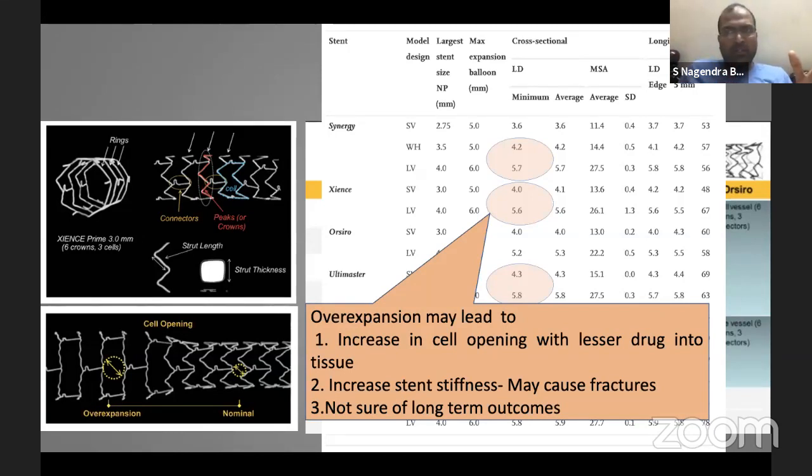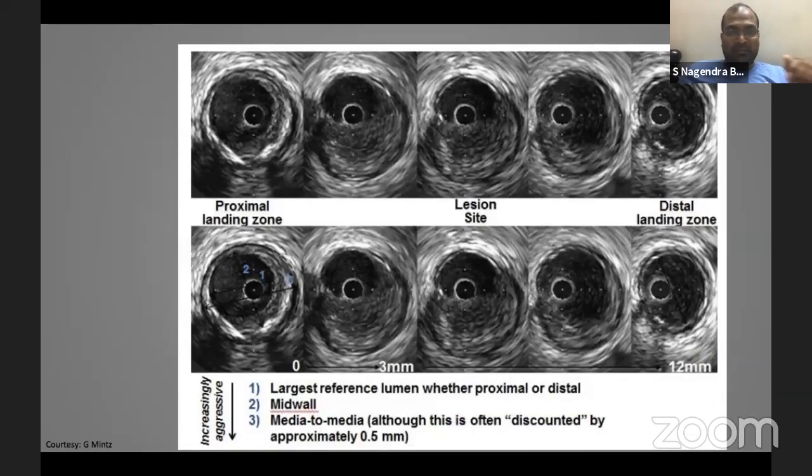Even with nominal expansion, some of the OCT studies have shown that the abluminal portion of the stents may lose the drug. So with overexpansion, it's presumed that even more drug can be taken out. Appropriately expanded stent is much better than under expansion, and it is far better than overexpansion. These are the points I would like to emphasize: we don't know the over expanded vessel's outcome on clinical MACE.